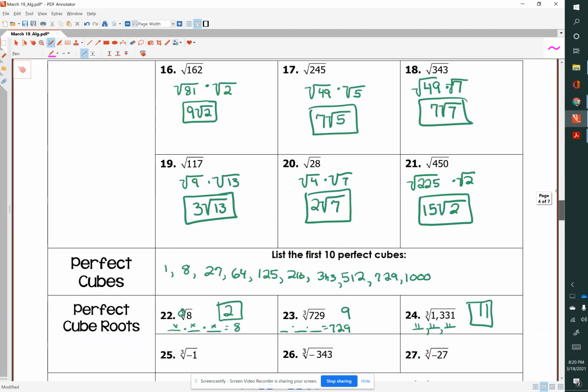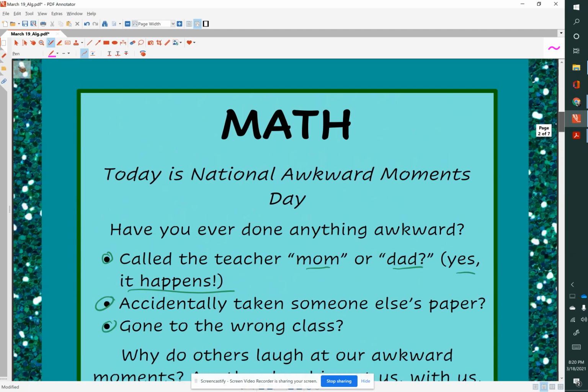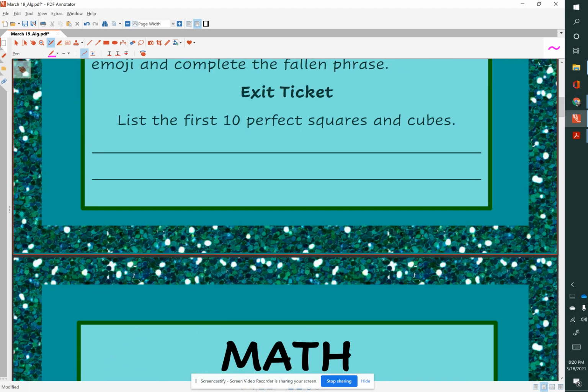So let's go back to the exit ticket. List the first 10 perfect squares and cubes. So perfect squares, we'll label them. So they would be 1, 4, 9, 16, 25, 36, 49, 64, 81, 100, 121, 144.